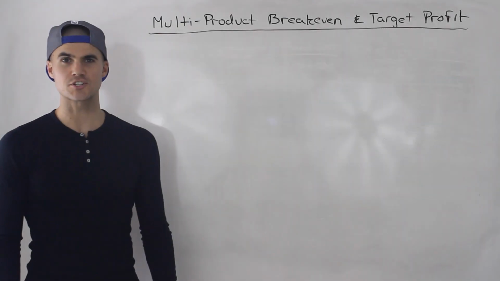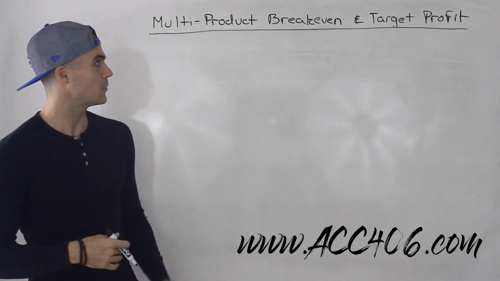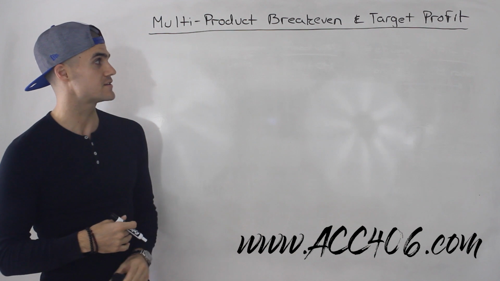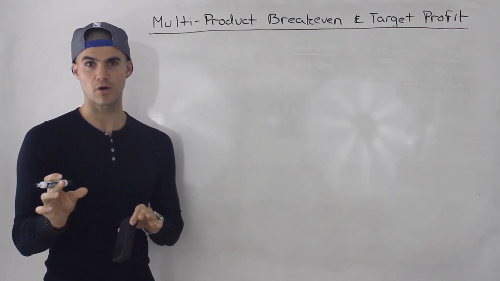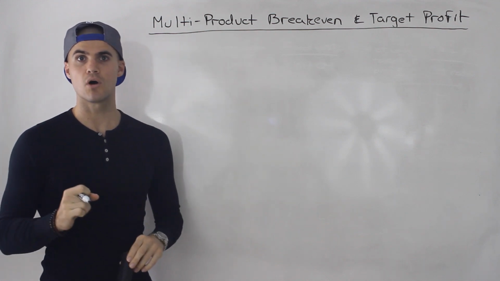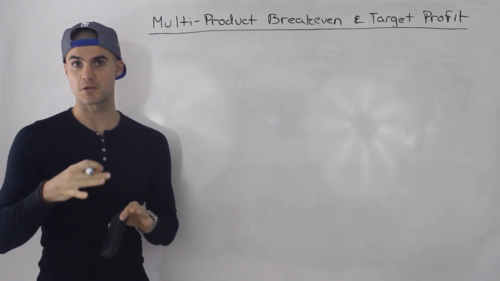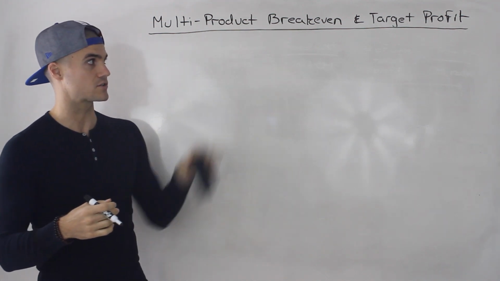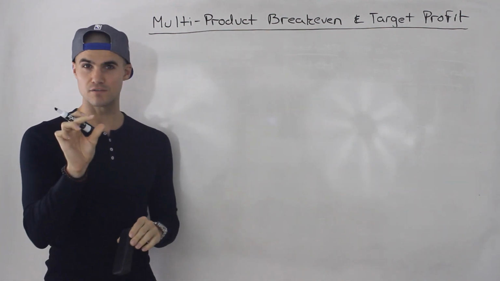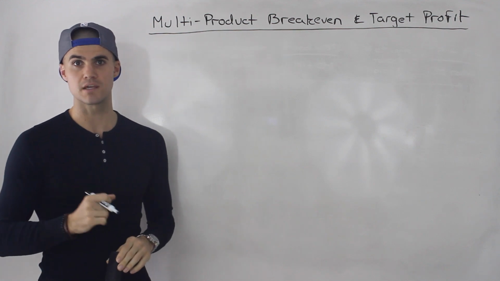What's going on, everyone? Patrick here, and in this video I'm going to talk about multi-product break-even and target profit. In videos before I've talked about break-even and target profit but for single products. But what if a company is producing multiple products? How do we find the break-even, or the number of units to get a certain target profit? How many of each of the products must be sold?